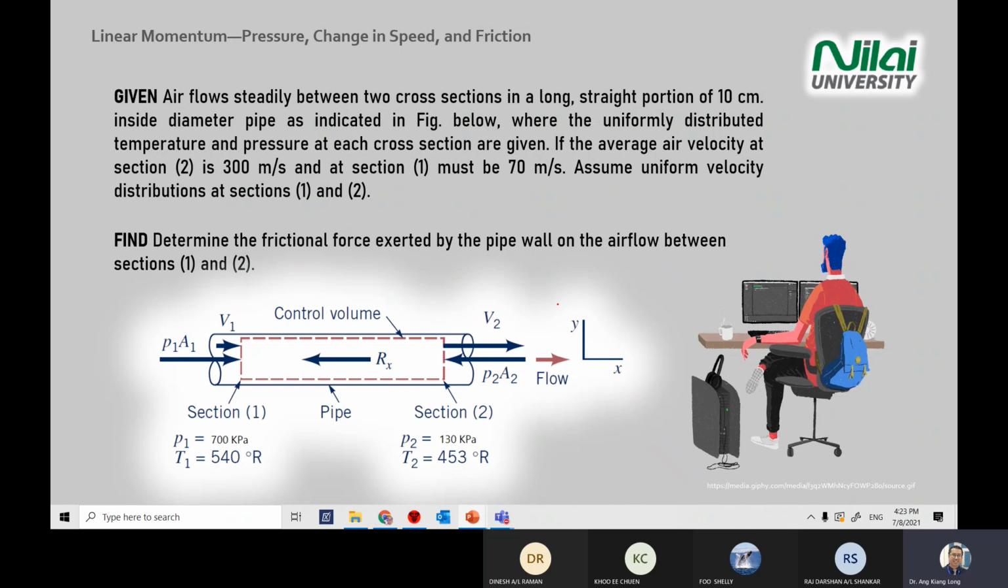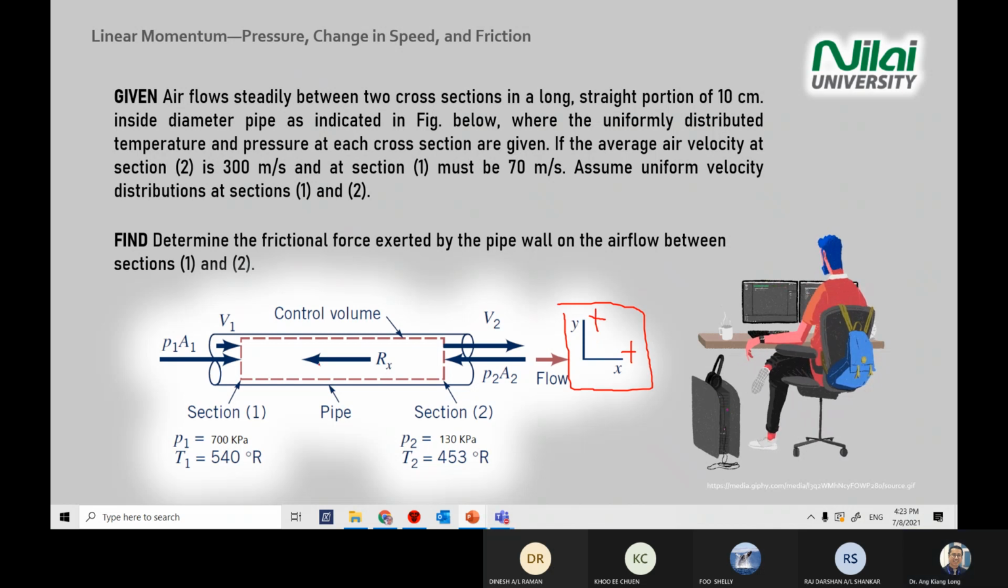Then the next one, you need to refer to the reference axis, which is the y and x here. All the parameters that go in the x direction, to the right, are positive. A force going up is positive. So make sure you are clear. Again, a correction on my diagram here: the temperature is not R, but Kelvin. It's a typo here.